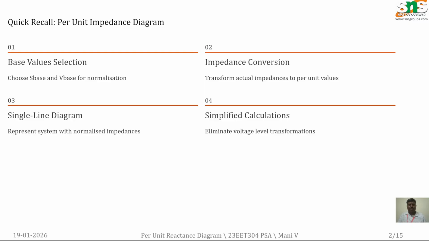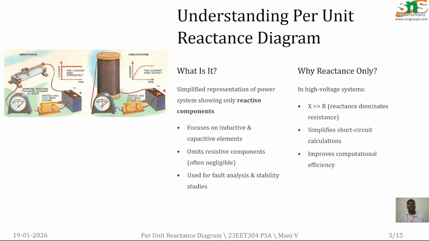Initially, we have to choose the base values, the base kV as well as the base MVA. After that, we have to do the impedance conversion, that is, transform the actual impedance, or the percentage value, into per unit value. From this conversion, we draw the single line diagram, which can be simplified into the representation of power system components, so that we can eliminate the different voltage levels across the transformers.